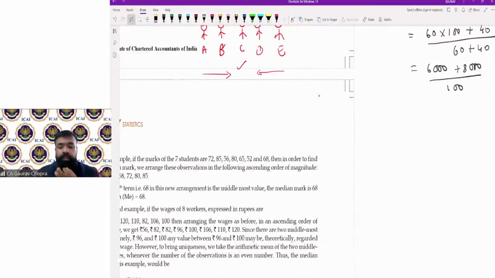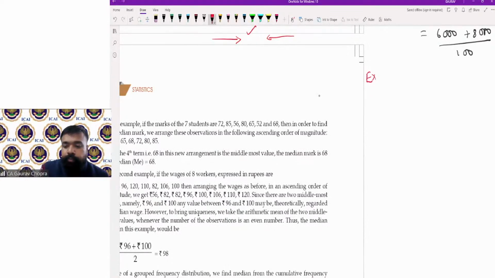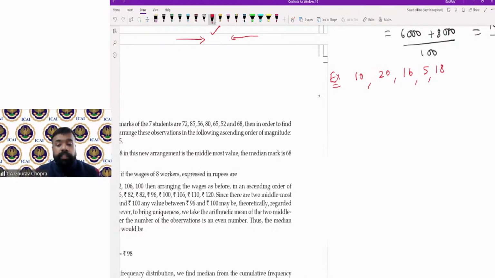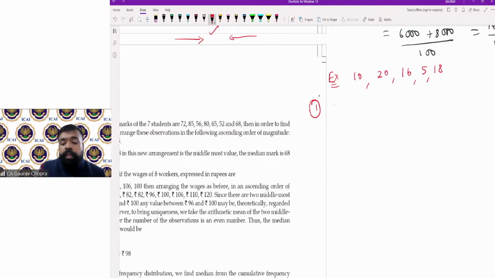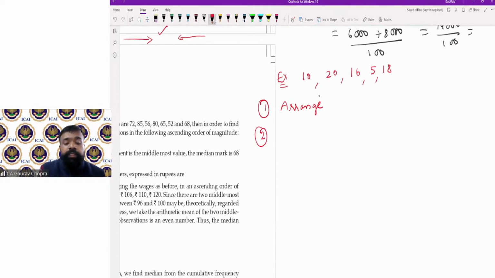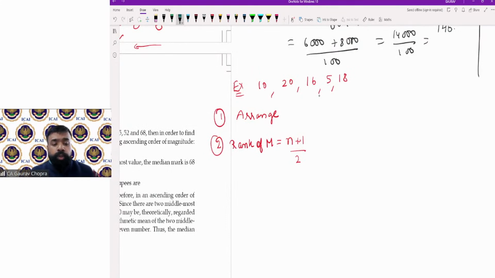Now, let's take few examples. 10, 20, 16, 5, 18. This is given. Now, always there is first step to arrange the series. The first step is to arrange the series. And second step is to find out the rank of median. मीडियन का रैंक आपको कैलकुलेट करना है. कैसे रैंक कैलकुलेट करेंगे? n+1 divided by 2. So let's do this. Arrangement. You can arrange as per ascending order or as per descending order. No problem. So let us arrange in ascending order.